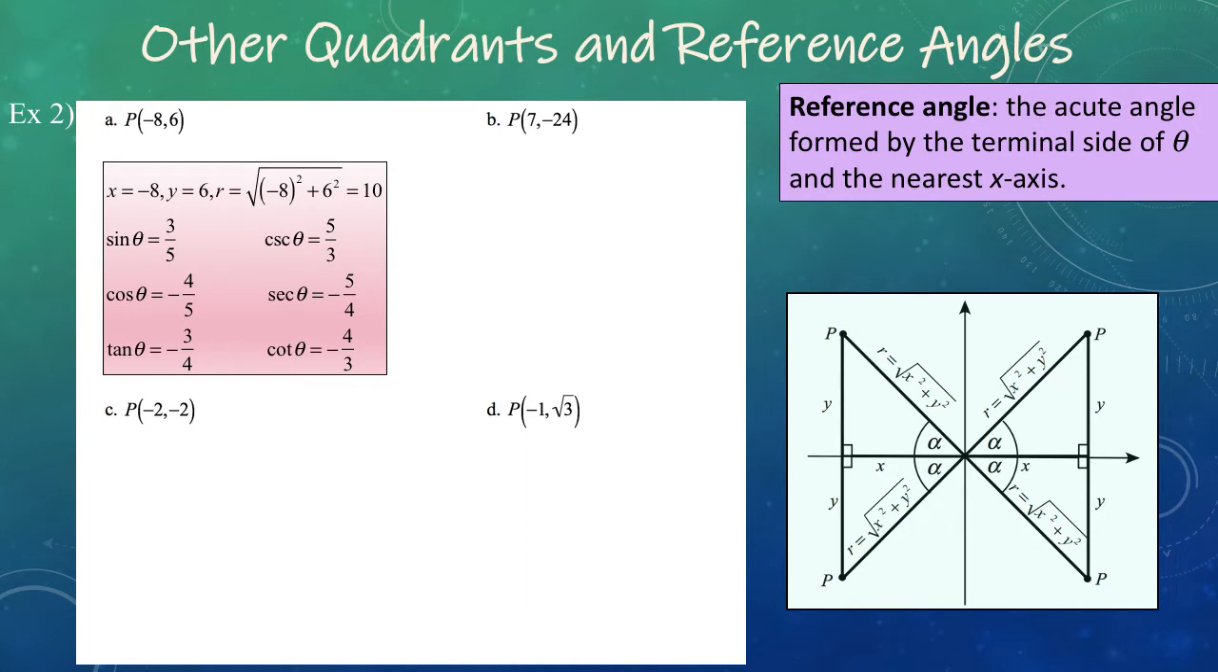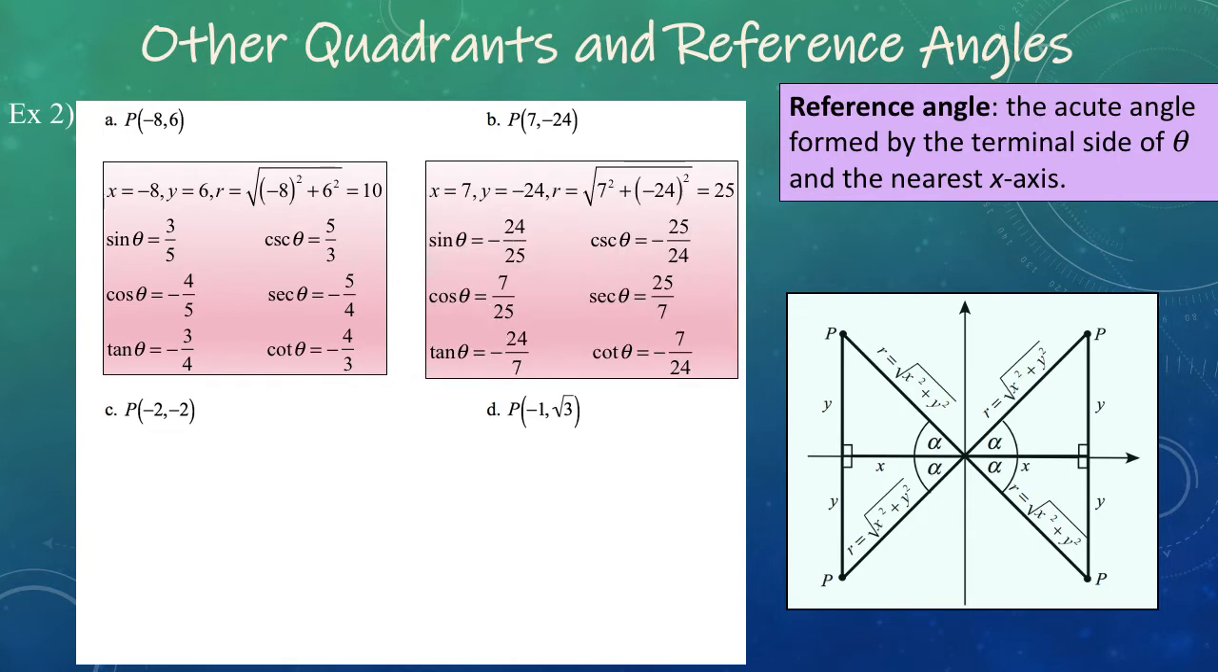When we have fractions that are negative, the negative could be in front of the entire fraction, in the numerator, or in the denominator. In B, we have the point (7, -24), which is in the fourth quadrant.